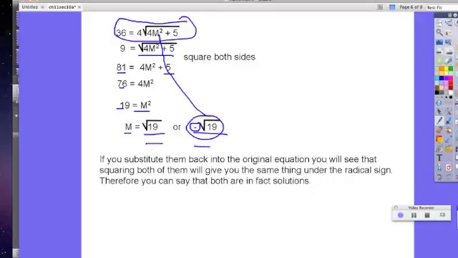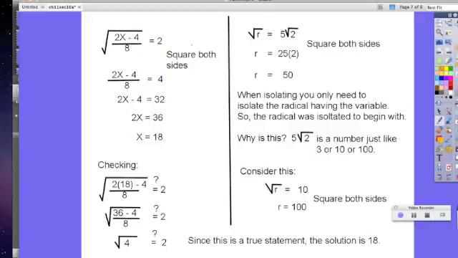All right, let's try a couple more examples very quickly. We have the square root of 2x minus 4 over 8. It's a fraction inside the radical. Same idea. Square both sides. 2x minus 4 over 8. Multiply both sides by 8 to get rid of the denominator. 2x minus 4 equals 32. Add a 4. 2x equals 36. x equals 18. Is this a solution?